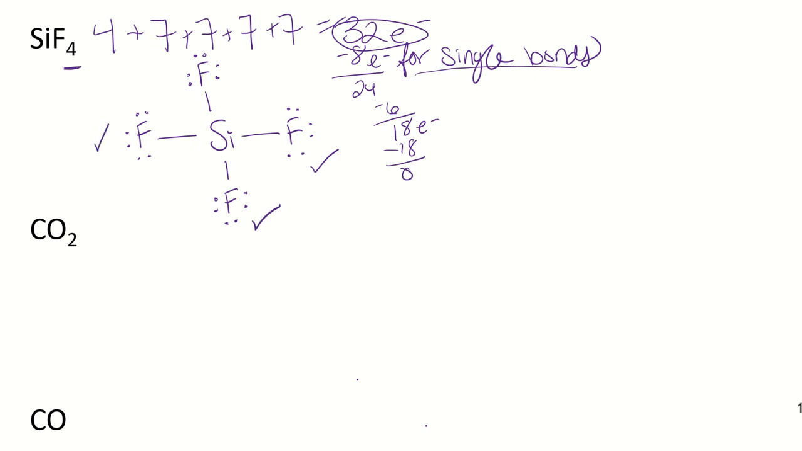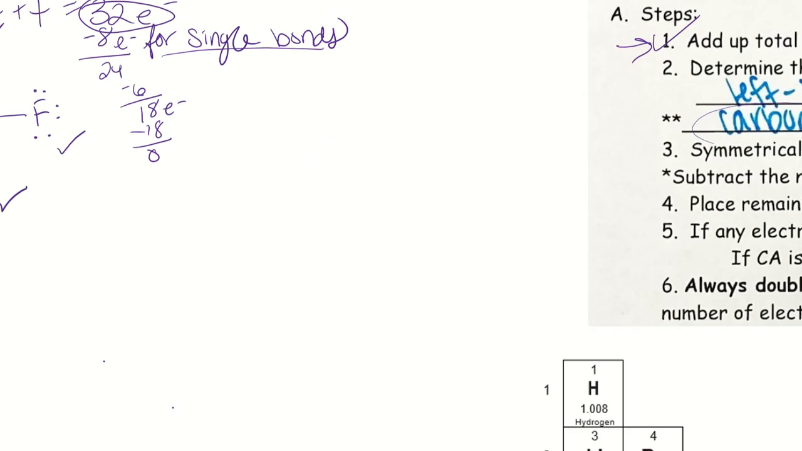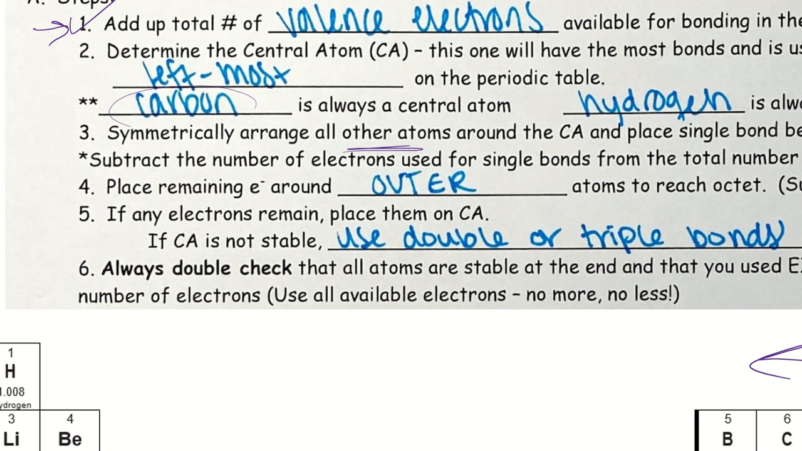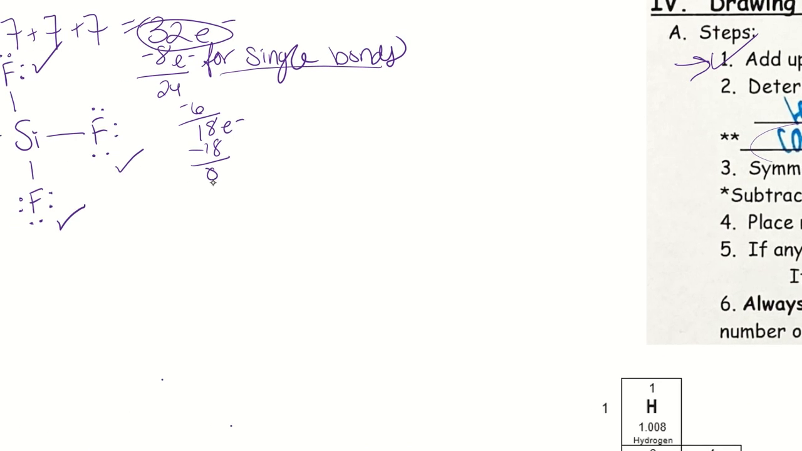This one ends up stable, this one is stable, this one is stable. And it says if any electrons remain, place them on the central atom. But like we said, we have nothing remaining. We have 0 left over.